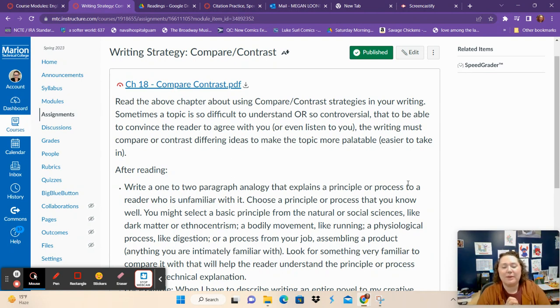So yes, compare and contrast makes arguments a lot more palatable, so people listen more to us. All of these strategies are audience based. You're going to choose to make a definition or description based on your audience. Compare and contrast is probably the most audience based.